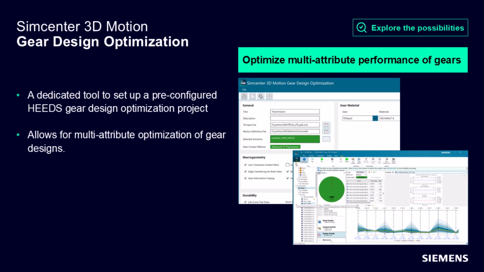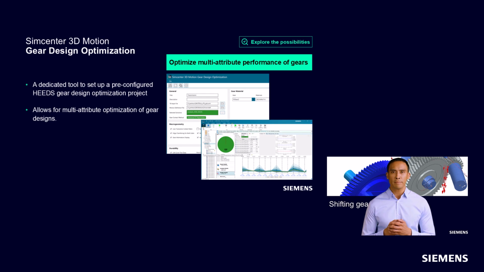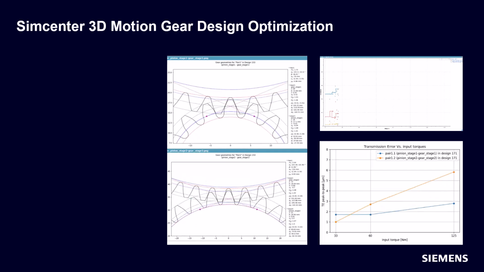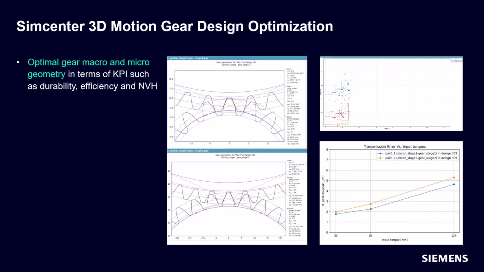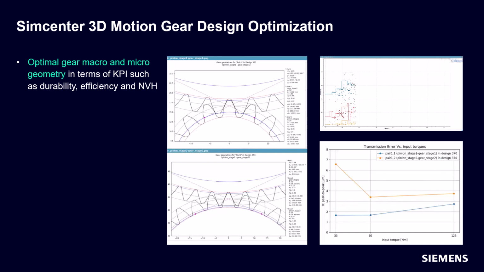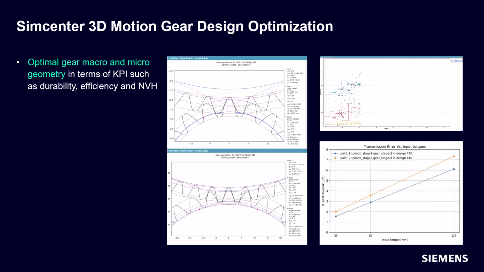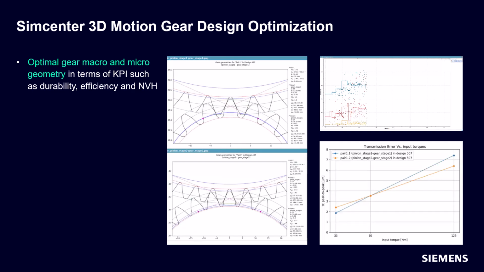Next, the Gear Design Optimization Framework allows you to optimize gear macro and microgeometry parameters for best NVH performance, while making sure it also meets the target on other performance attributes such as efficiency, strength, and durability. The Gear Design Optimization Framework combines Simcenter 3D Motion and HEEDS to find global optimum gear designs, considering a large design space. With Simcenter 3D, you can determine the optimal gear macro and microgeometry in terms of key criteria for durability, efficiency, and NVH.